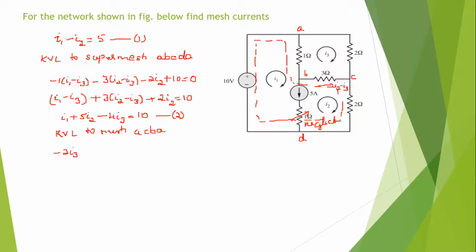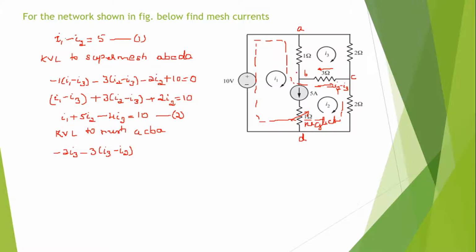So C to B, if I trace the path, what is the current flow through 3 ohm from C to B? So it is 3 into I3 minus I2. I3 minus I2 flows in this direction. So what is the voltage drop across this while tracing a path from C to B? That is minus 3 into I3 minus I2.